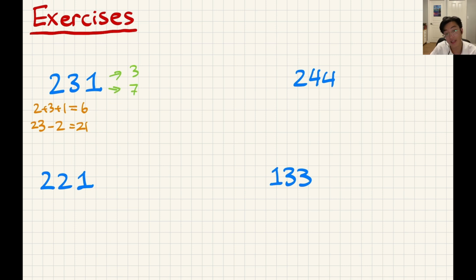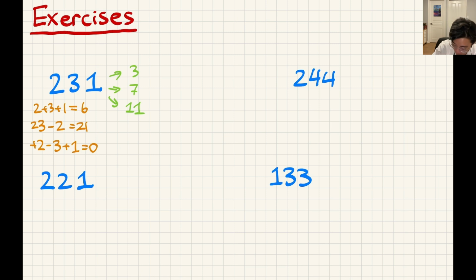The last one is the 11 rule. So we add the 2, subtract the 3, plus the 1. We get 0, divisible by 11. So 231 is divisible by 3, 7, and 11. Okay, next, 221. So 221, we have to do a bit of trial and error. Alright, so there's a bit of trial and error for the last one here, 221. So it is divisible by 13 and 17.